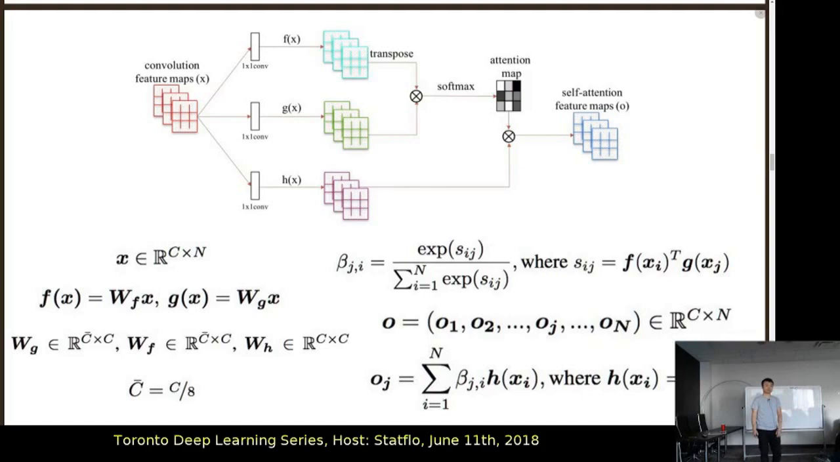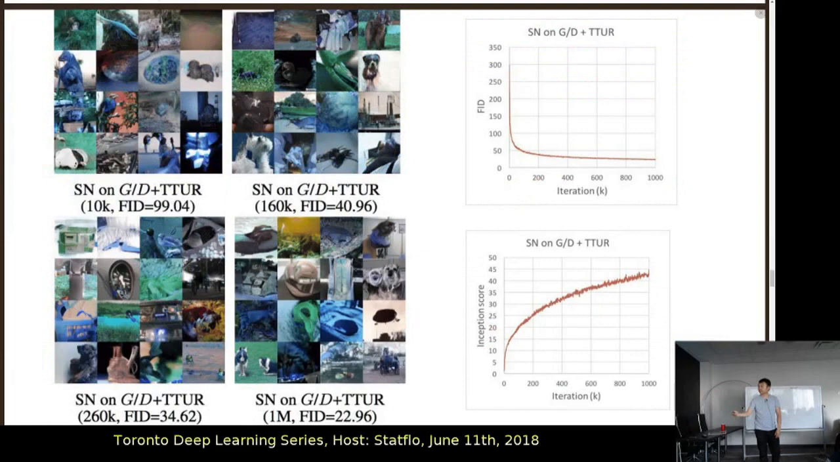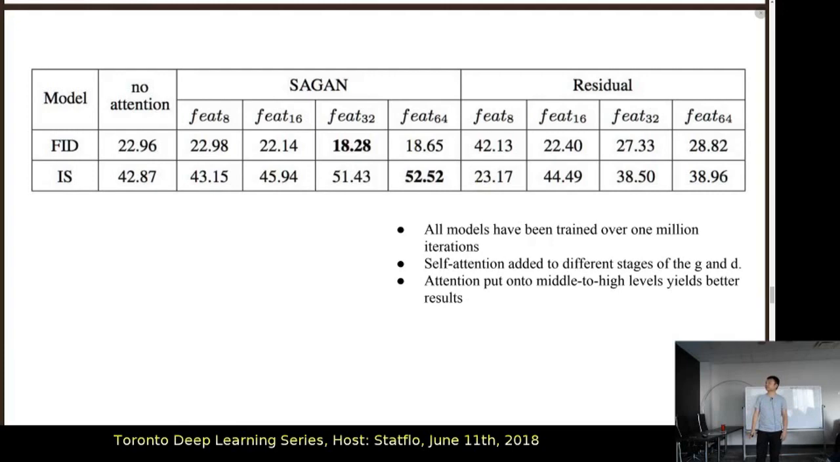I guess in your table of results, you also showed the effect of putting this in different layers of your network, right? Yeah, this one. Exactly. For FID, lower is better. So they seem to find that if you put it at the mid to high level, feature 32, it gets the best results. What does 32 mean? A 32 layer? I think 32 is the... actually, I don't know. Did the paper mention? I don't remember.